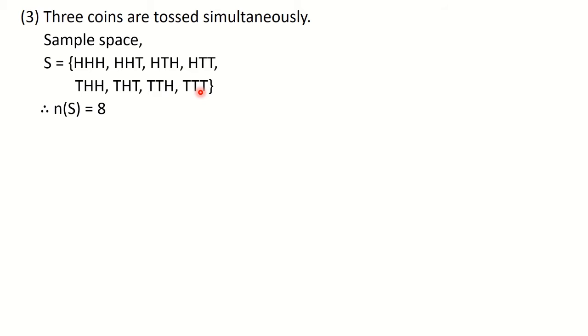Another method is also there. You know how to write the sample space of 2 coins tossed, that is HH, HT, TH and TT. Write it 2 times. And then in the first line write H at the first place, and in the second line write T at the first place.